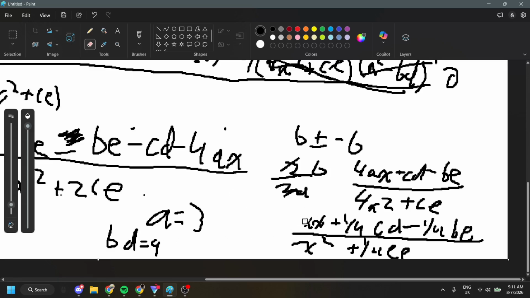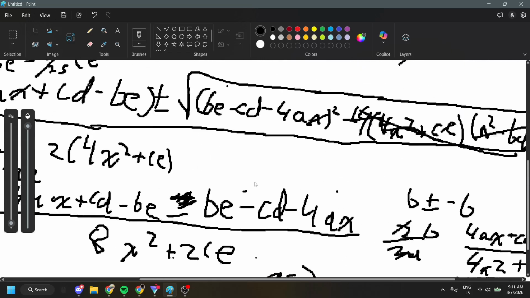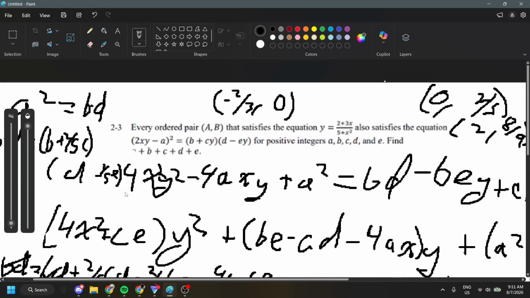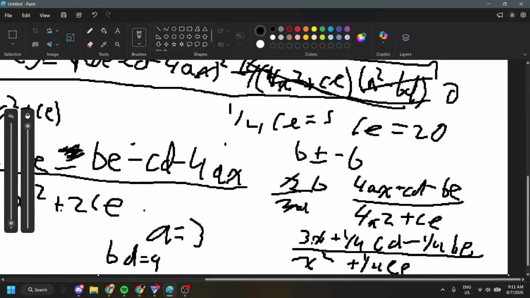So this just goes to 3. Now we need this term down here to be 5. So 1/4 CE is equal to 5, which means CE is equal to 20. Do we know positive integers A, B, C, D, E? So here BD can be either 1 and 9, 3 and 3, or 9 and 1. Here CE, there are a bunch of options. We don't know.